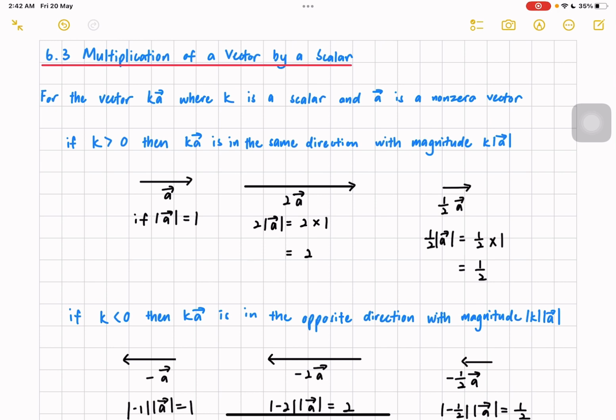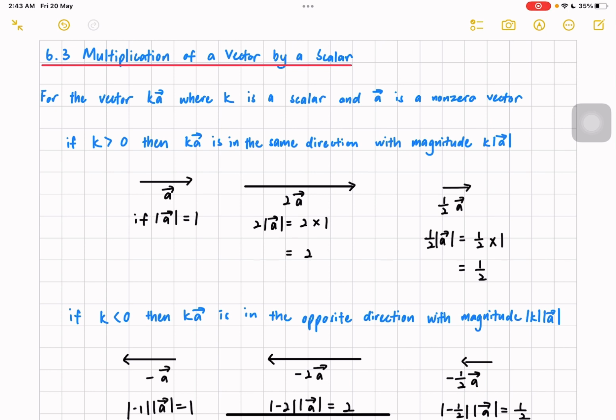Now remember, the magnitude of vector A is no longer a vector. It is a scalar now, or a number. So that is why we can multiply a number with another number. So let's say we have vector A here, and let's assume the magnitude of vector A is 1. So what is 2 times the vector A? All we have to do is take 2 multiplied by the magnitude of vector A, which is 2 times 1, we will get 2.